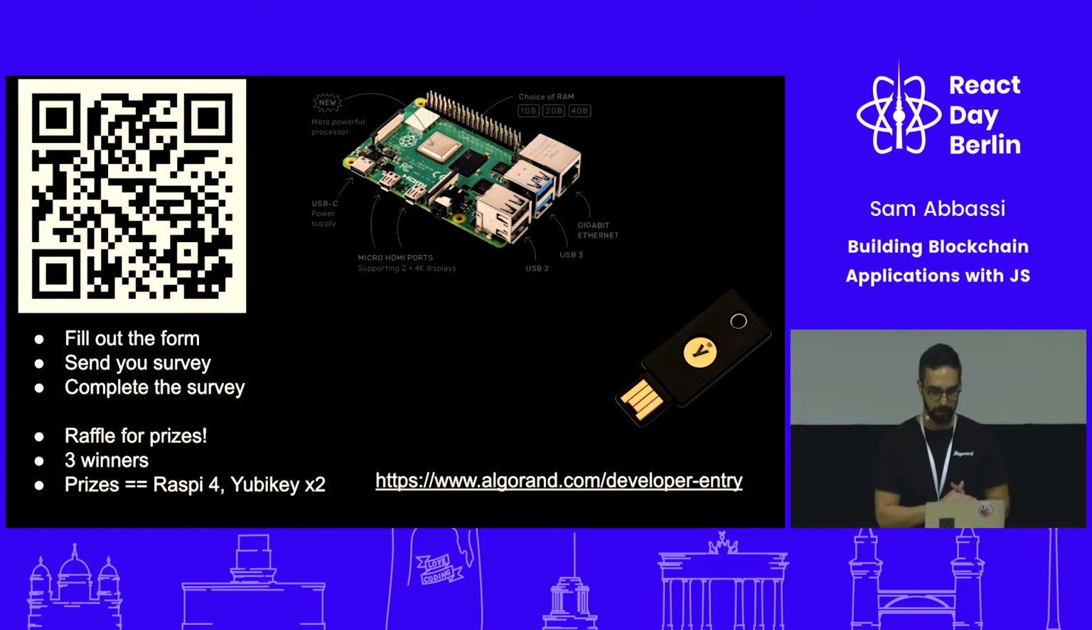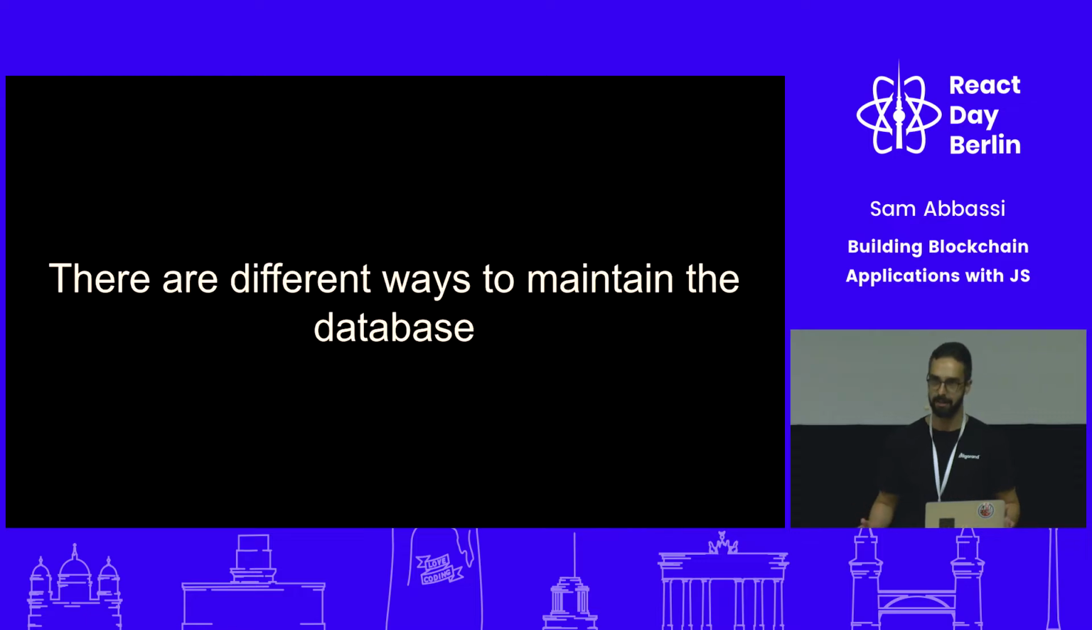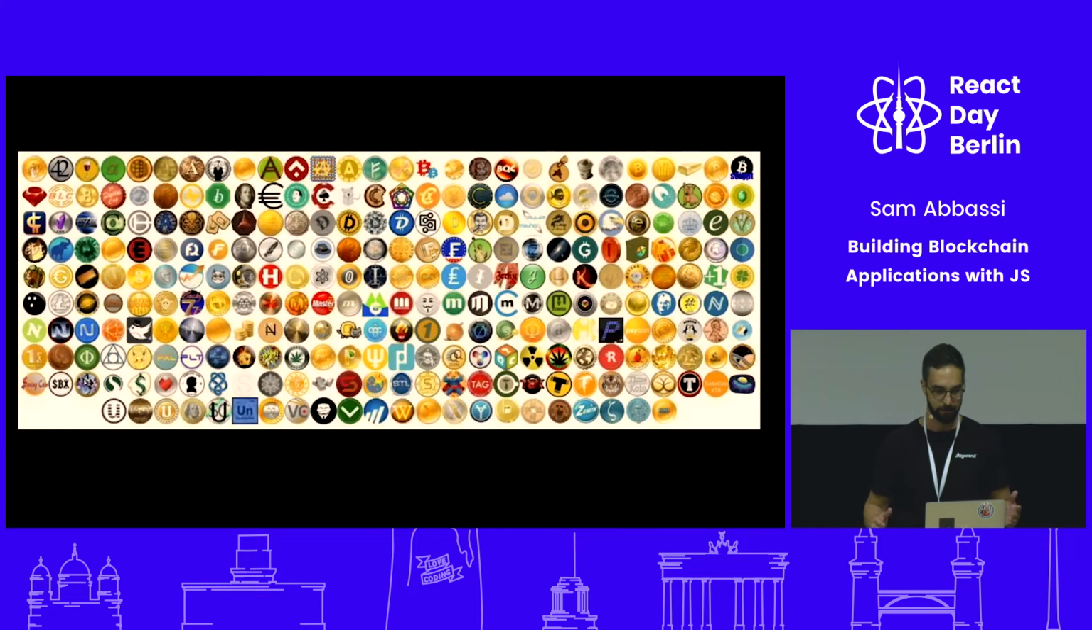Okay, so I want to start by cutting through the fluff of what you may have heard about blockchains and what blockchains are. So blockchain is just a database. There are different ways to maintain the database, right? There's 2,000 cryptocurrencies out there, and each kind of have their own way of maintaining that database. Some differ drastically from others. Others are incredibly similar, and some are basically identical with different externalities that affect how that maintenance happens.